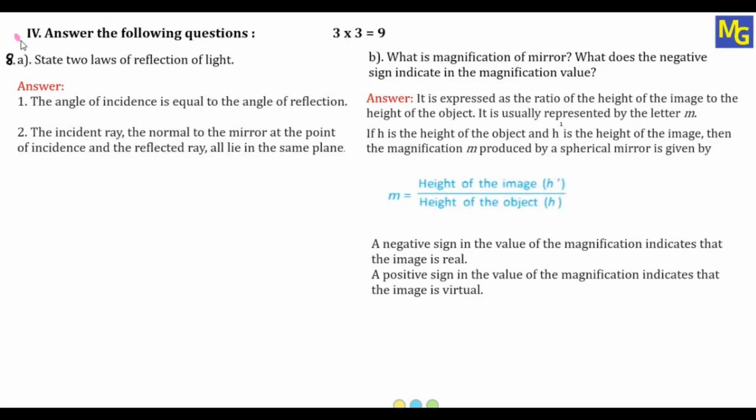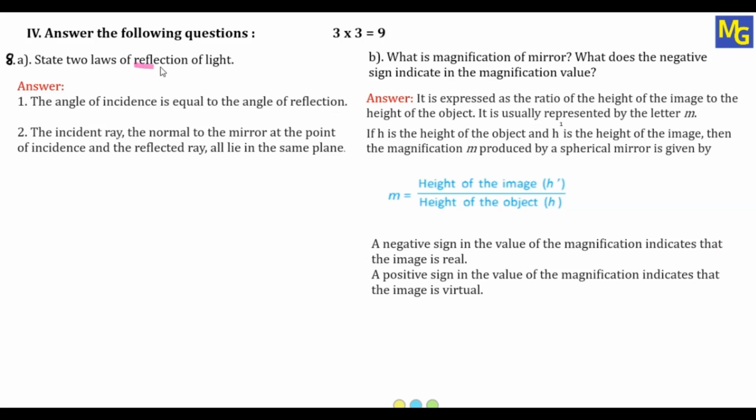So now the next, that is section 4, answer the following questions, and this section carries total 9 marks. We will start with the question number 8, which has A and B section. So we will see first A, that is state 2 laws of reflection of light. So here we have to write the 2 laws of reflection. So answer, first one, the angle of incidence is equal to the angle of reflection.